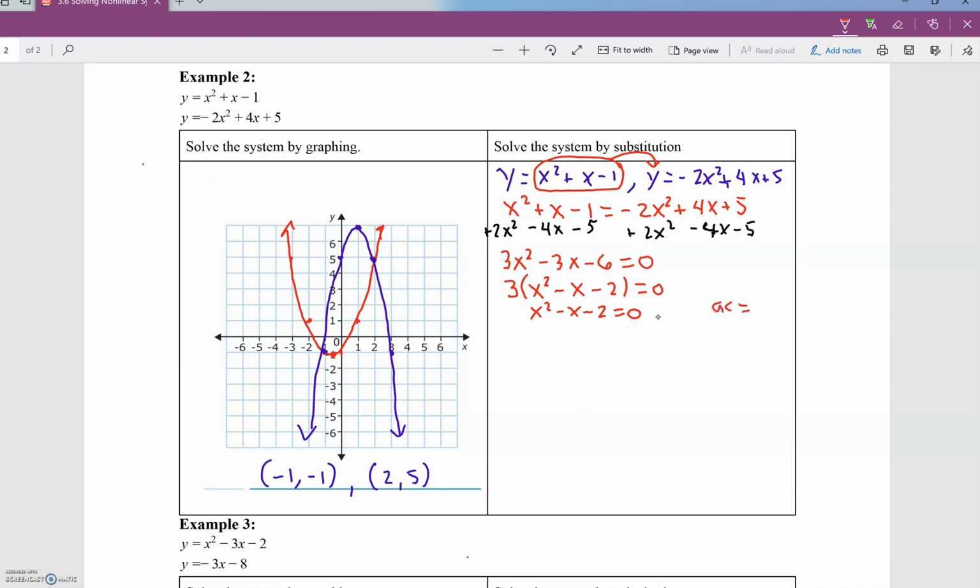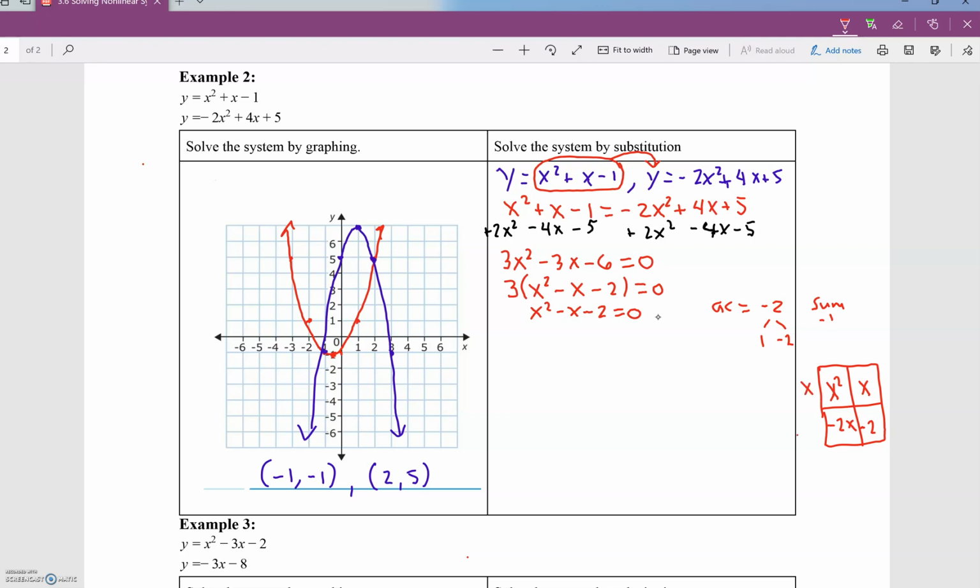We look at a times c. We look at the product of two numbers that create negative 2 but add up to negative 1. That's going to be a positive 1 and a negative 2. I'm going to draw my box and do my factoring. Okay. First term gets the first square. Last term gets the last square. Middle term gets split into an x and a negative 2x.